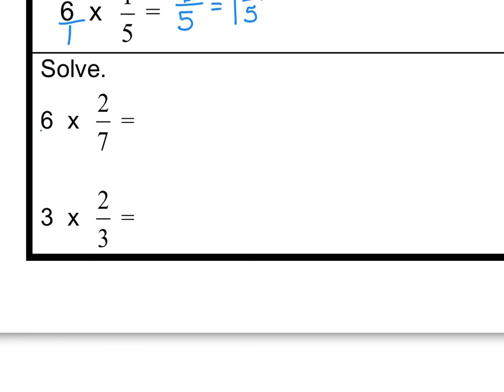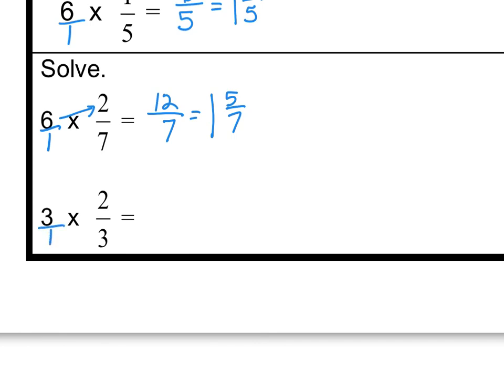All right. Put this over 1, multiply across. 6 times 2 is 12. 1 times 7 is 7. Now we're going to pull out a whole. That would be 7/7, and that would leave us with 5/7 left over.